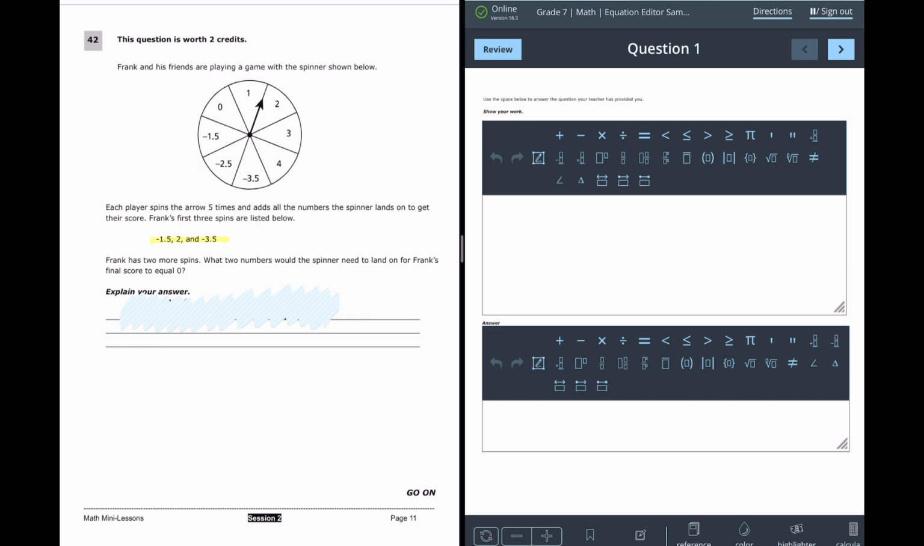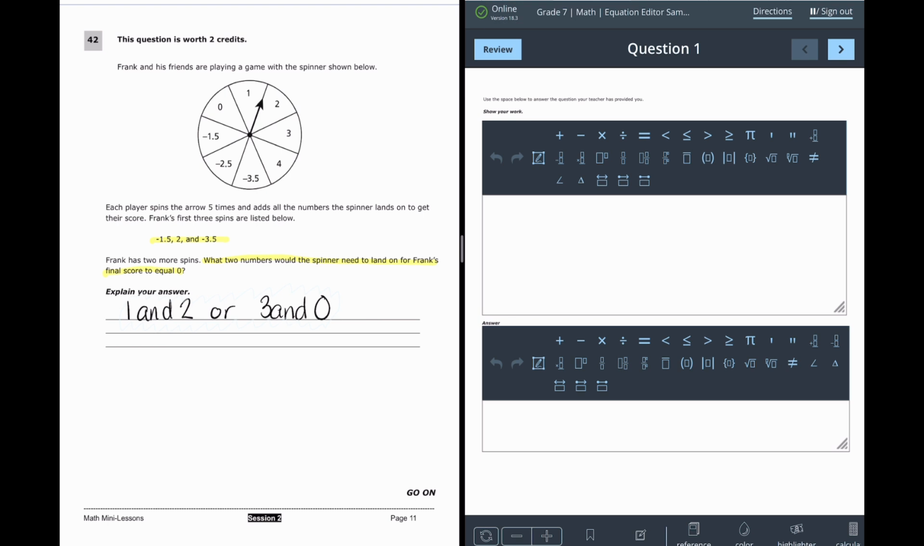What 2 numbers, this is what we're responsible for answering. Our role is to figure out what 2 numbers the spinner would need to land on for his score to equal 0. So there are 2 possible answers we can get here, and you can count either one. So he could either land on 1 and 2 or 3 and 0. So I'm just answering that first part. And so let me explain how we got to this section.